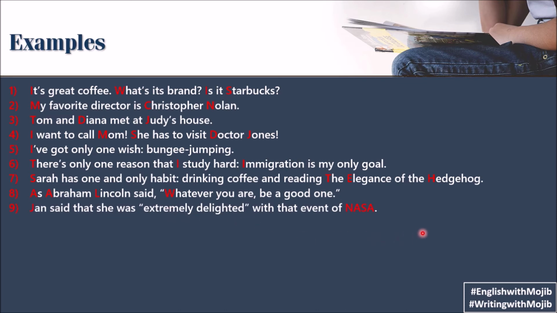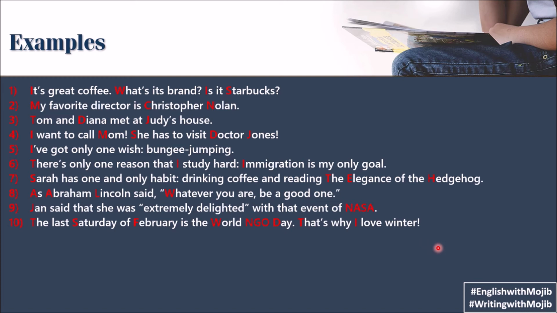Number 9. Jen said that she was "extremely delighted" with that event of NASA. Jen, beginning of a sentence. It's a noun, proper noun. Extremely delighted, it's a quote, but it's not a sentence. It's not like number 8. It's not a sentence. Here we have 2 words, so we shouldn't capitalize the words. We shouldn't write the letters in capital forms, in uppercase forms. But with that event of NASA, NASA is an acronym, so it should be capital. All the letters should be capital.